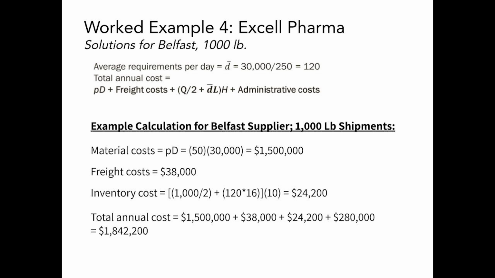Inventory cost. Calculating this involves a Q / 2 formula, plus the product of D bar, 120, and the lead time, 16 days from Belfast, factoring in the holding cost rate of 20% of the item's value, which translates to $10 per pound. Administrative cost: for Belfast, this is estimated at $280,000 annually. By adding these components, we arrive at a total annual cost for purchasing £1,000 shipments from Belfast.